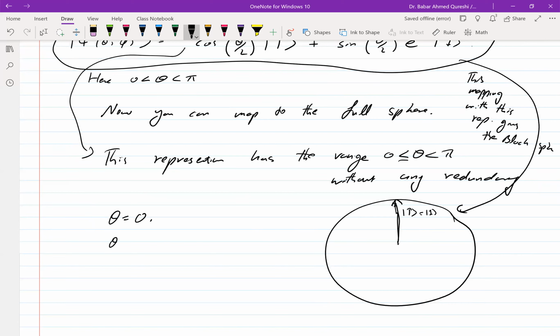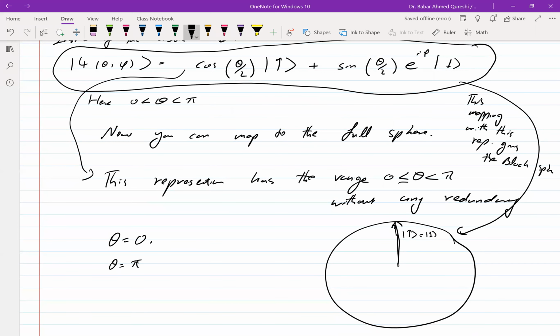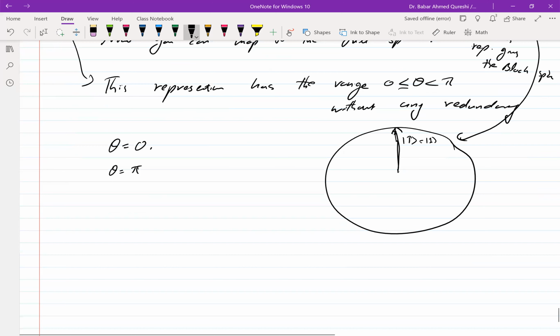And if I put theta equal to pi, what do I get? Cosine pi by 2, which is 0, and sine pi by 2, which is 1. And so I'm just left with this state, this is killed, then this becomes an overall phase. It doesn't matter. On the north and south pole, you don't even care what the phi angle is. So this guy is then the down state, or 0.